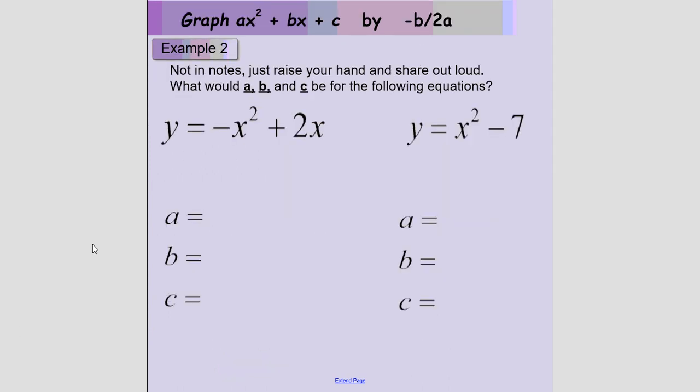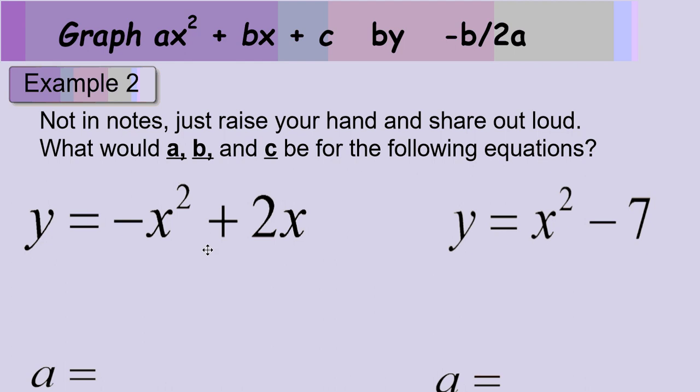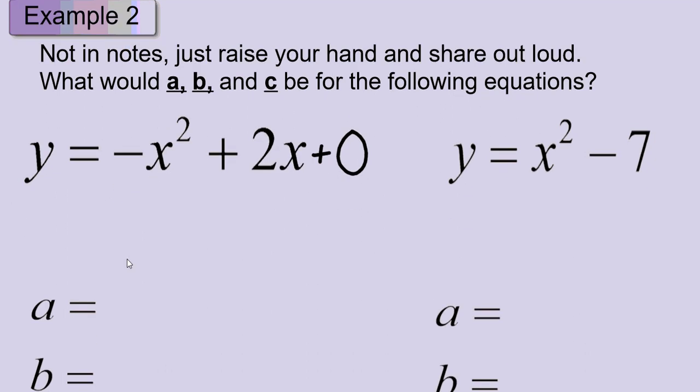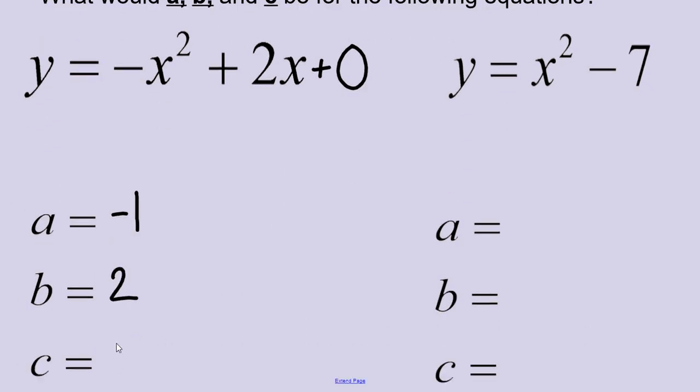The next example is not in the note packet because it doesn't take that long. I just wanted to show you just a few special cases. If they give you ones where it's not clear what a, b, and c are because it's not all the way laid out, be aware it's probably because one of them is 0. So if I have y equals negative x squared plus 2x, it doesn't look like there's a c, but there really is. It's plus 0. Now it's clear that a is negative 1, b is 2, and c is 0, and you can go along finding the vertex and the y-intercept.